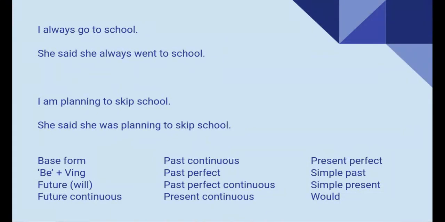So what you're going to do is you're going to match the structures. For example, the first one, I always go to school, that would be simple present. She said she always went to school. Went. What is that? That's right. That is simple past. Pause the video while you work on this, please.